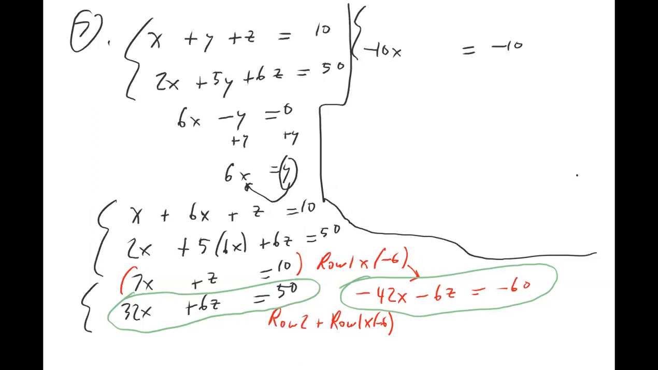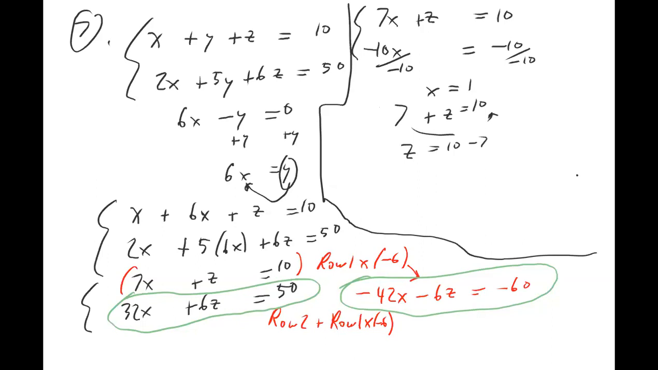All right, then the top row stays the same, 7x plus z equals 10. But if the bottom row is just negative 10x equals negative 10, I can divide by negative 10, and I'll just get x equals 1. And I can plug x equals 1 into the top equation. So 7 times x, which equals 1, plus z equals 10. So that's 7 times 1, which is really just 7. Then I can subtract 7 from that side. So z equals 10 minus 7, which equals 3.